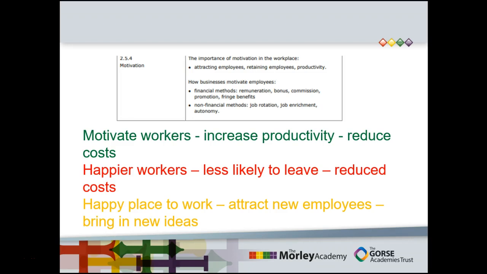Autonomy, giving people responsibility, okay, that should maybe motivate workers, increase productivity, reduce costs. Paying people more, remuneration, okay, that should motivate workers, increase productivity, reduce costs. Give someone a bonus, make them happier, less likely to leave, reduce costs. Doesn't matter which method that they're talking about, as long as you know what the methods are, have a rudimentary understanding of them, then you can apply any of these answers to any question on motivation.